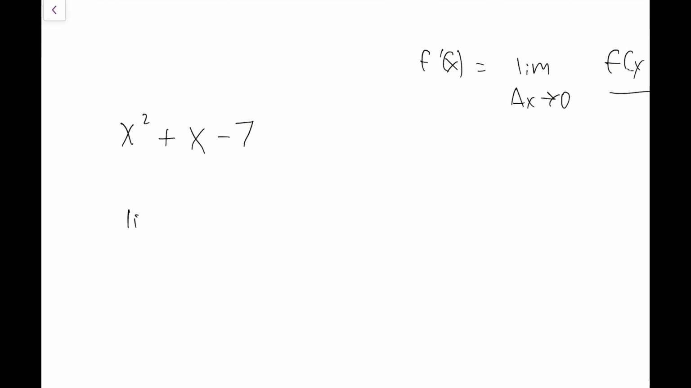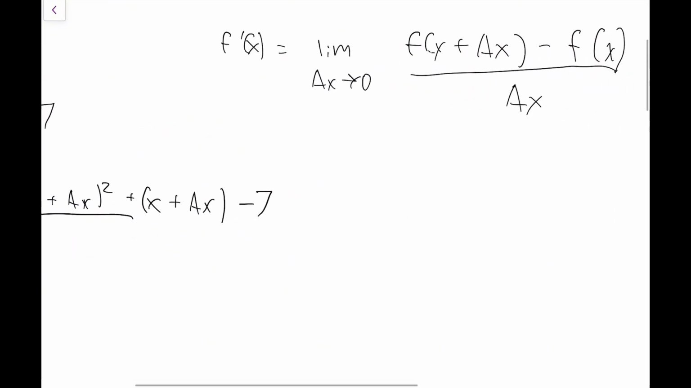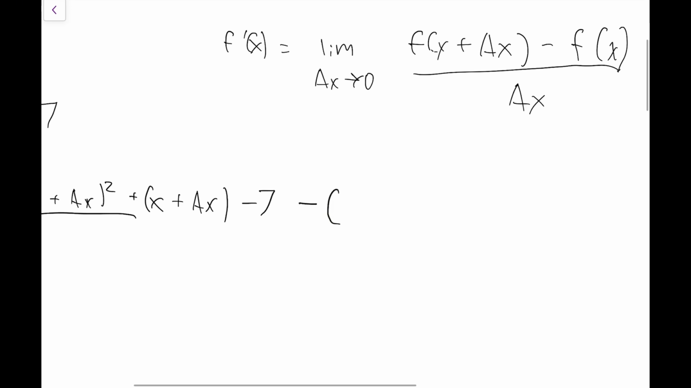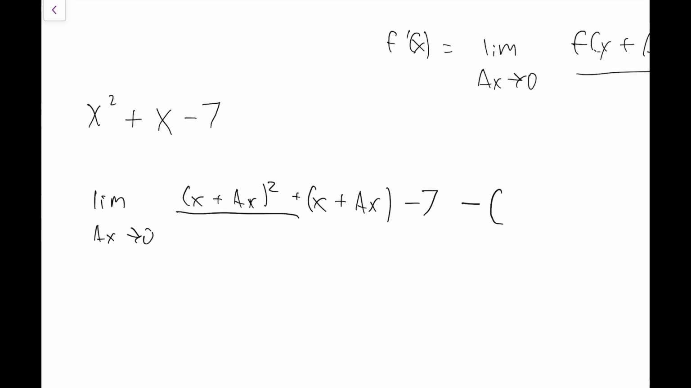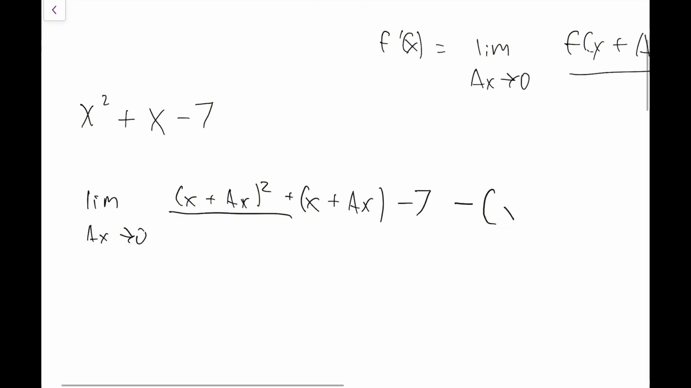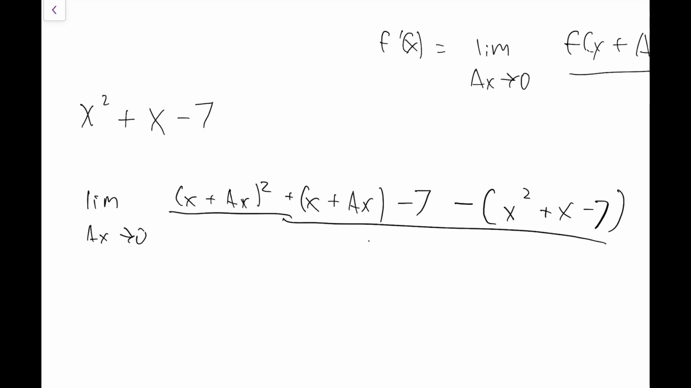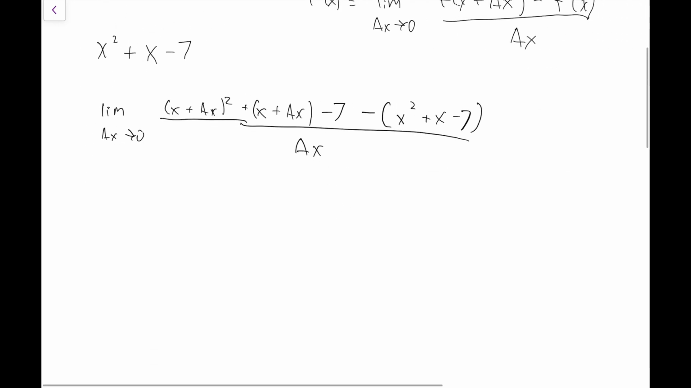So here we have the limit as delta x approaches 0, x plus delta x squared plus x plus delta x minus 7, minus the original function. And remember, we're going to have to put parentheses because we're going to be distributing that minus sign. So we're going to have x squared plus x minus 7, and all of this over delta x. So now we have to FOIL and condense this all into simple terms.